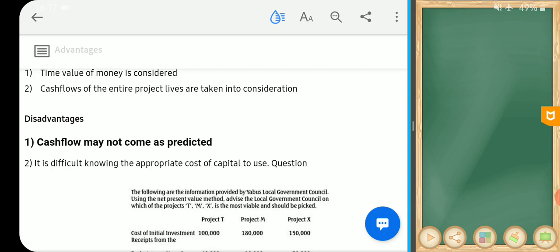And number two, it is difficult knowing the appropriate cost of capital. Like I said, in solving this question, we have to make use of the cost of capital, which will be given to us in the question. But this cost of capital, for us to get the particular rate to discount our money, is usually a bit technical, and knowing the appropriate cost of capital to use needs a lot of research and financial knowledge. So it is difficult, unlike ARR or payback period where you don't need to put all those things into place. So it is difficult to calculate.